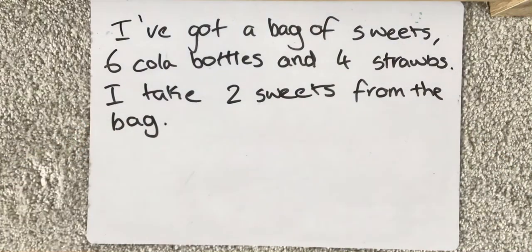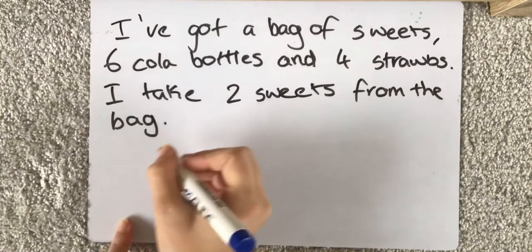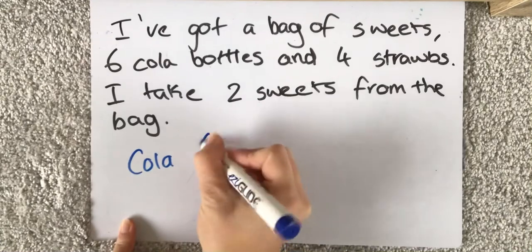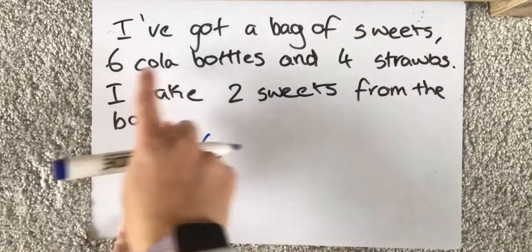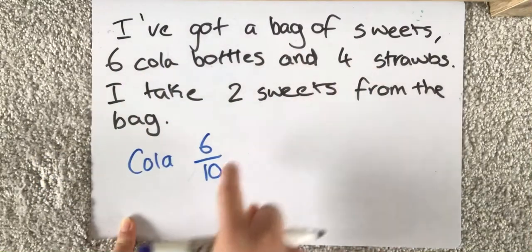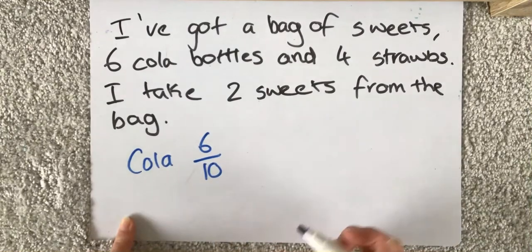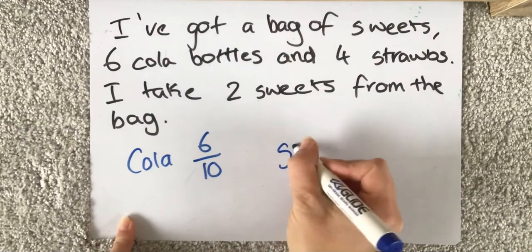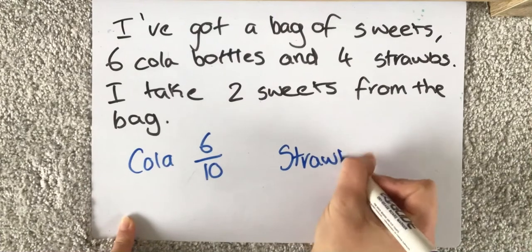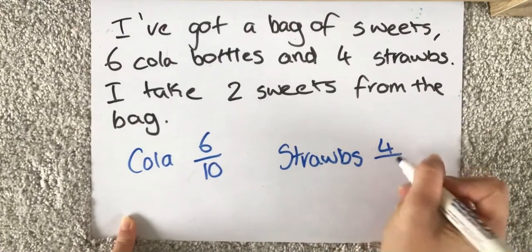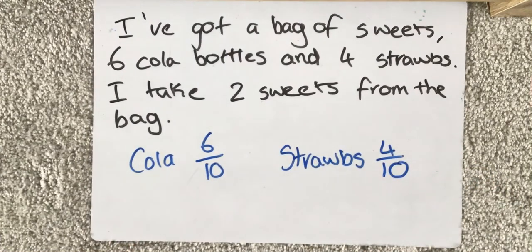Now, as soon as you take a sweet from the bag, the probability changes. If I start off at the minute in my bag, cola bottles, I've got 6 out of 10. There's 10 sweets in total, there's 6 and there's 4, so my probability is 6 out of 10. My strawberries probability is going to be 4 out of 10. Yes, I could simplify these. I'm not, just because when you see what happens, it makes it a lot easier.